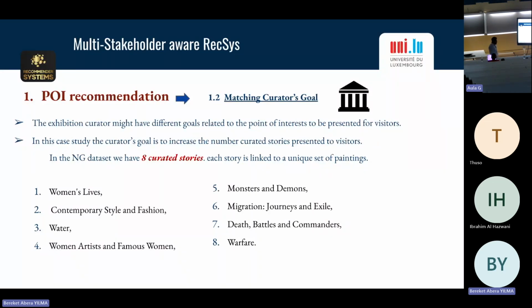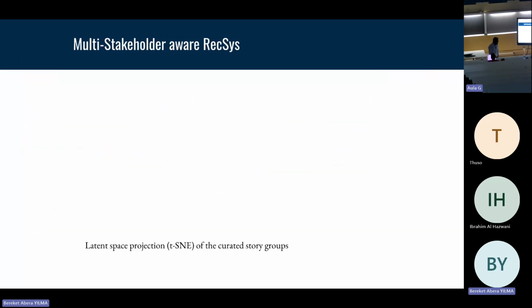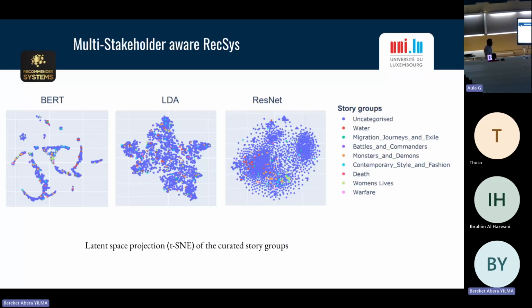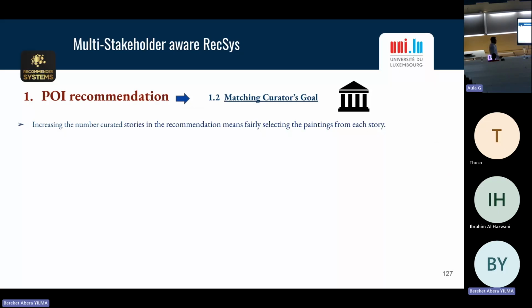So what the museum curators want is, I want the recommender system to expose the visitors to at least 8 of these story groups. And if you look at this plot again, you can see the distribution of these story groups. The majority of the paintings are uncategorized, but the 8 story groups are quite few. So your recommendation set should select items from each of the story groups at least, which can be completely against what the user wants to see.